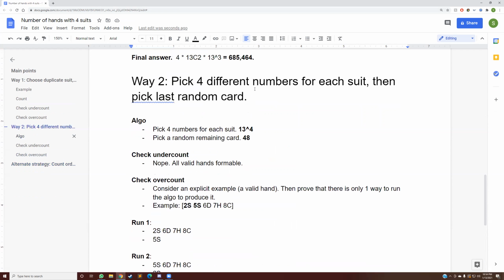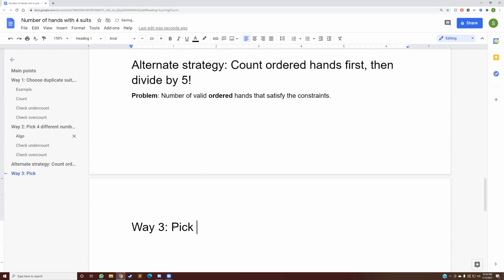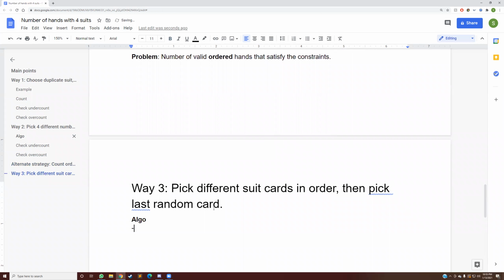Okay. So now, way 3. Let's see. Pick different suit cards in order. Then pick the last random card. So for example, pick something spades, then pick something diamonds, then pick something hearts, and pick something clubs, and then pick a random card.